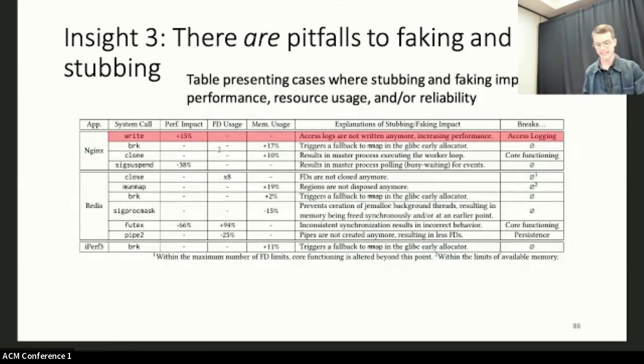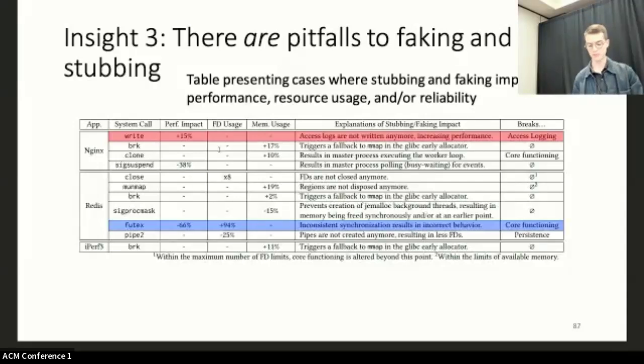A pretty clear case here is the write system call in Nginx, which when stubbed, results in log files not being written, which improves performance due to a reduction in the volume of I/O. Well, that may be functionally acceptable as long as the workload doesn't need logs. It may skew the comparison with a full-featured OS. Another case is faking futex, which heavily impacts performance and resource usage, both symptoms of the software not functioning correctly. In this case, very clearly the feature should not be faked as it impacts application behavior.